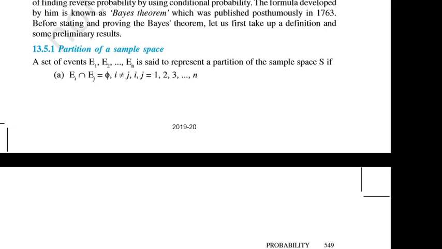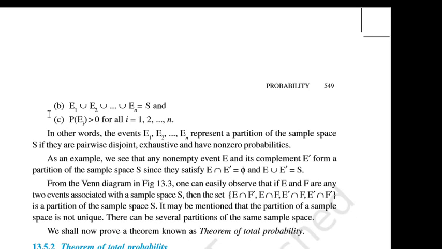It is said to represent a partition of sample space S if a few conditions are met. First, Ei intersection Ej is the null set, meaning nothing is common between them. Second, E1 union E2 union E3 union E4, like that till union EN, is equal to the sample space, meaning when we take the union of all we get the sample space. Third, the probability of each event is greater than 0 for all i equal to 1, 2, 3, ..., n. So these three conditions should be satisfied for events to be considered a partition of sample space.